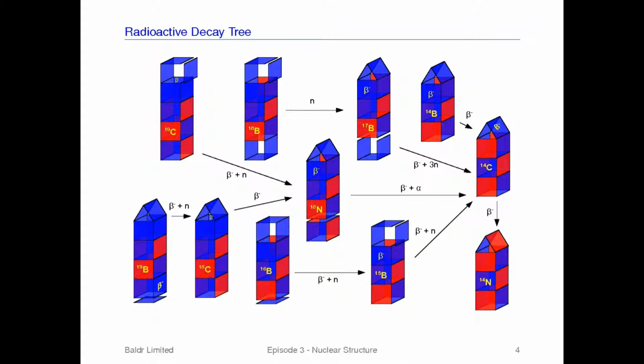Anyway, this decay of carbon-19 produces nitrogen-18, which then beta decays and emits an alpha to produce carbon-14. Lastly, carbon-14 beta decays to produce nitrogen-14. A similar thing happens with all the other branches within the tree, and as you can see, they all eventually produce the exact same version of nitrogen-14.